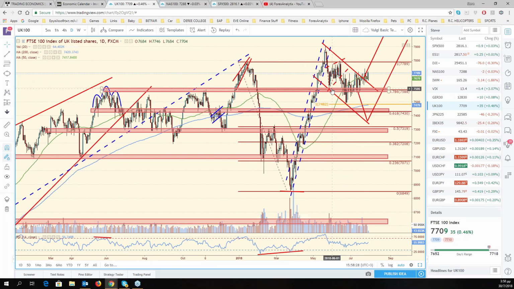So I'm viewing this move lower as corrective, but I'm not 100% sure yet that it's over. It might be a more complex corrective move. So I can't rule out the possibility of more choppy price action before we continue higher. But I'm pretty convinced that the FTSE is going to continue higher. Okay.